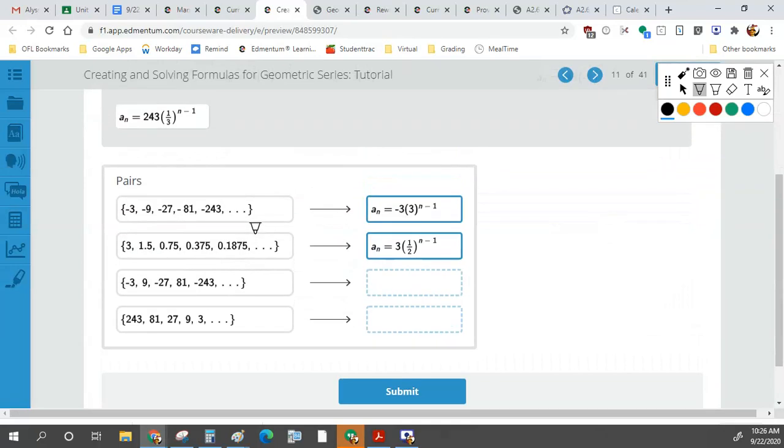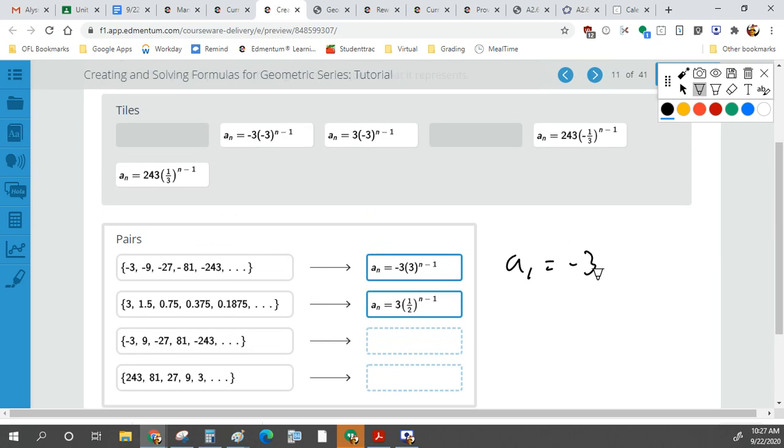All right, this next one, what's my a sub 1? My a sub 1 is -3. I realize it sounds like I'm saying ace of 1. I'm not saying that. I'm saying a sub 1. My a sub 1 is -3. So the only one that has a -3 besides the one I already used was this. So it's probably going to be this.